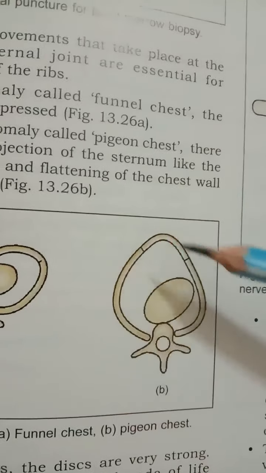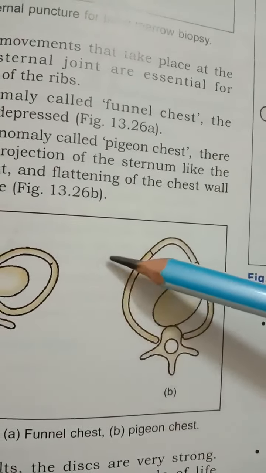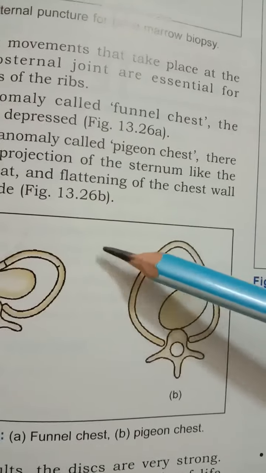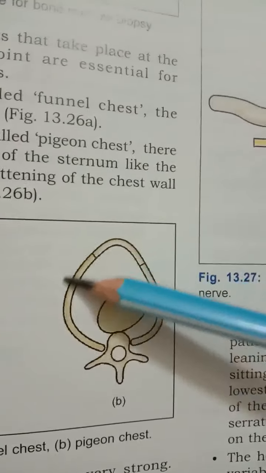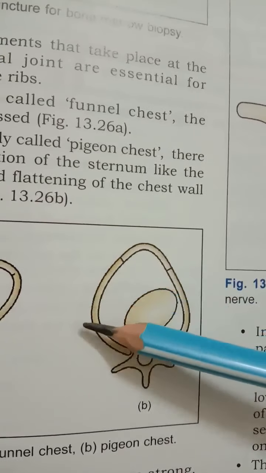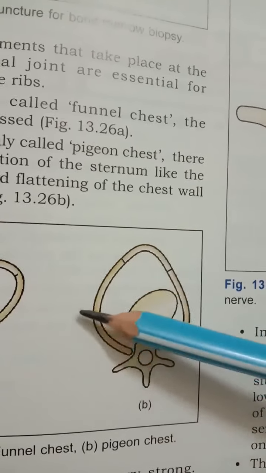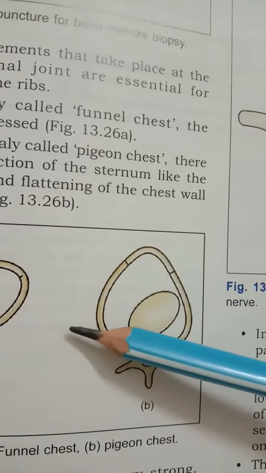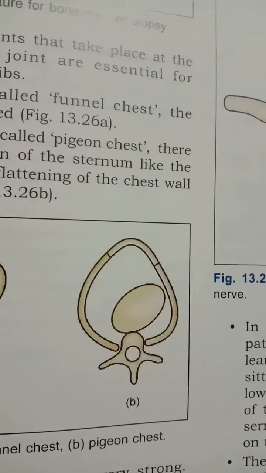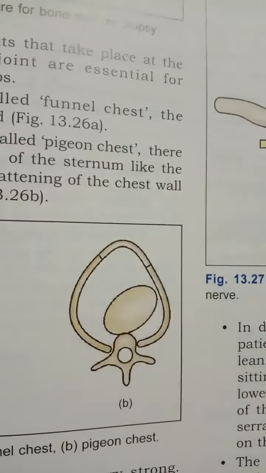Then the opposite of it is the pigeon chest, called pectus carinatum. It is an abnormal shape of the thoracic cage in which the chest is compressed from side to side and the sternum projects forwards and downwards like the keel of a boat. So that is called the pigeon chest.